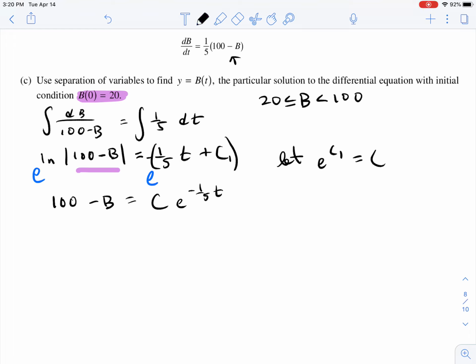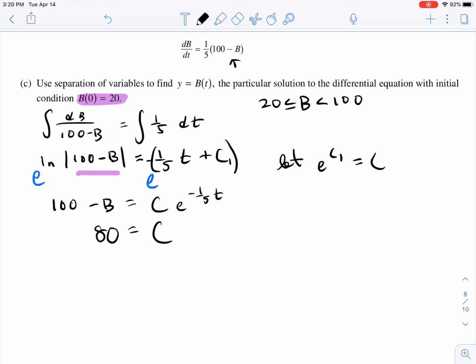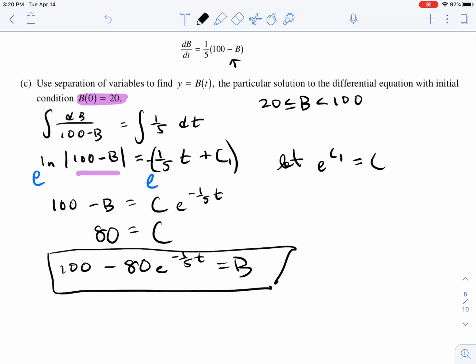Therefore, since we know that when t is equal to 0, b is equal to 20, we can say 80 is equal to c times e to the 0 power, which would just be 1, so we know that our constant now is equal to 80. So from here, let's go ahead and move b over to one side by itself. So we're going to say 100 minus 80 e to the negative 1/5 t is equal to b. And there's our equation. Ooh, that's a horrible box. Okay?